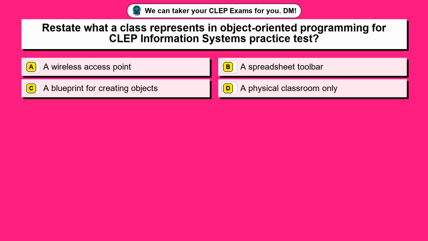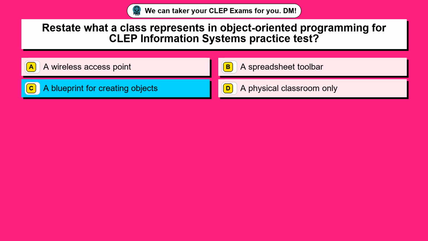Question 91. Restate what a class represents in object-oriented programming for CLEP Information Systems practice test. Option A. A wireless access point. Option B. A spreadsheet toolbar. Option C. A blueprint for creating objects. Option D. A physical classroom only. The correct answer is option C.